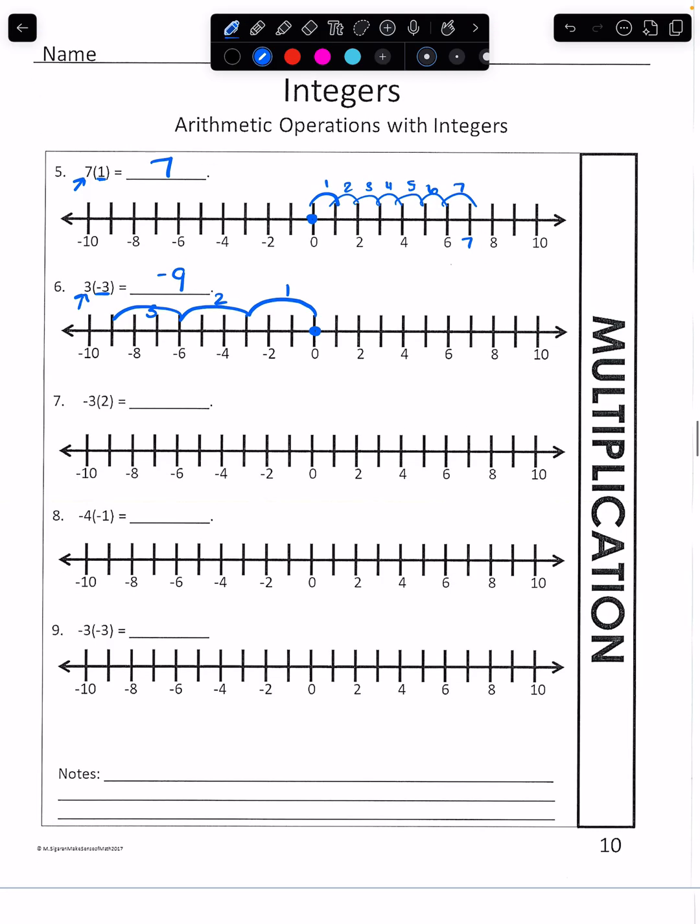All right, going on to number 7 in 3, 2, 1. I'm going to be having a group of 2, and that's my first group. This means I'm going to have 3 of those groups. And remember, my negative says I'm going to do the complete opposite of whatever I just did. So if I went positive, I'm actually a negative.